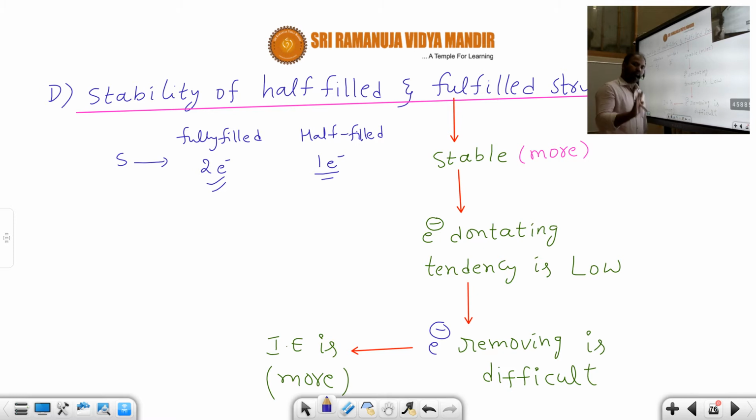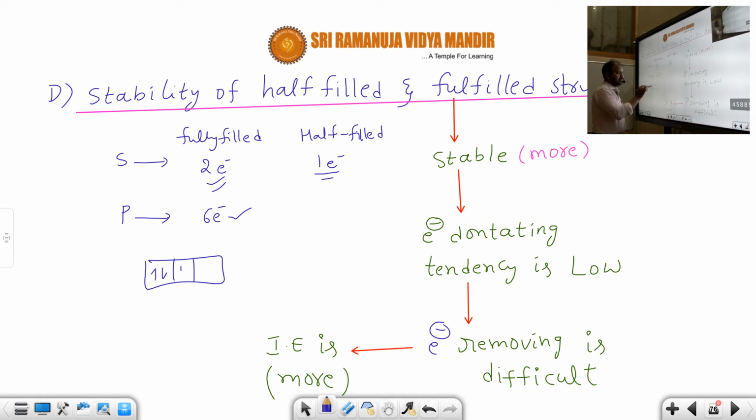According to Hund's rule, half-filled orbitals or full-filled orbitals, that is, half-filled structures or full-filled structures, are more stable. That's why S containing 2 electrons is more stable, and S containing 1 electron is also more stable. For example, P containing 6 electrons is more stable, because P is made up of 3 orbitals.